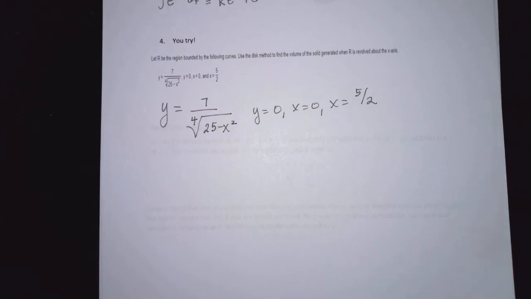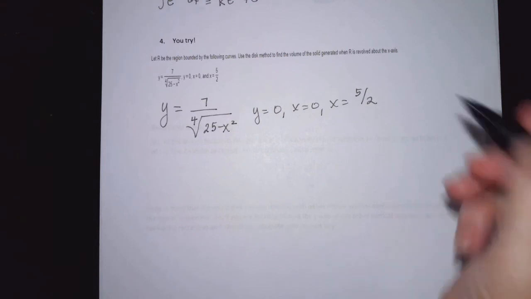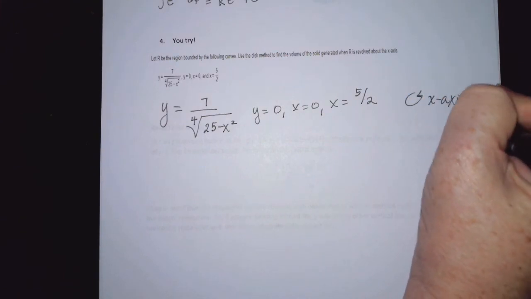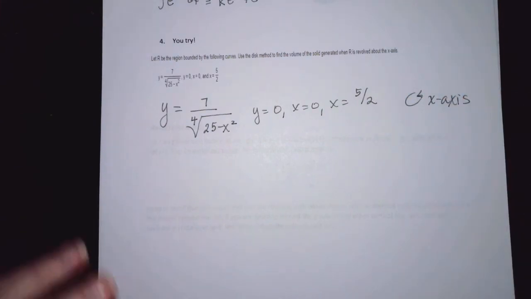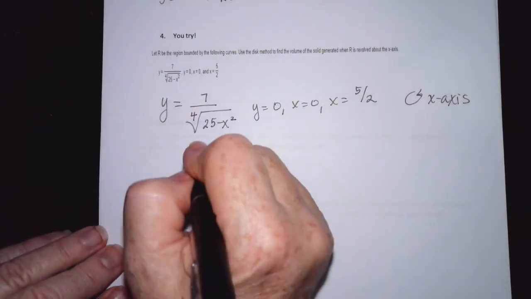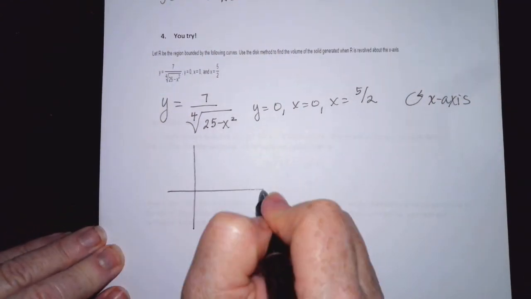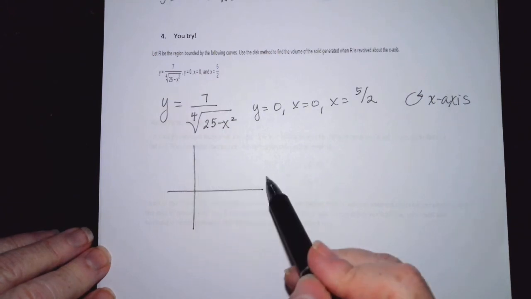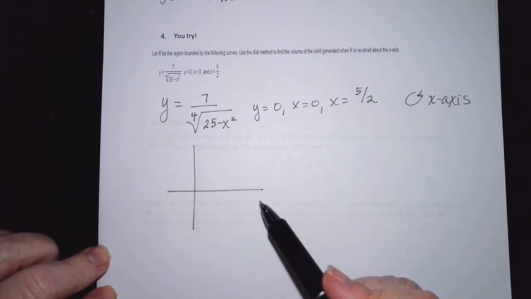We just need to know, is it above the x-axis? Is it below the x-axis? Where is it? Because in this case, we're going around the x-axis, even though that print is so tiny you may not be able to see it. Okay, so when I draw this graph, I don't really care exactly what the shape of it is or anything like that. I just need to know about where it is.